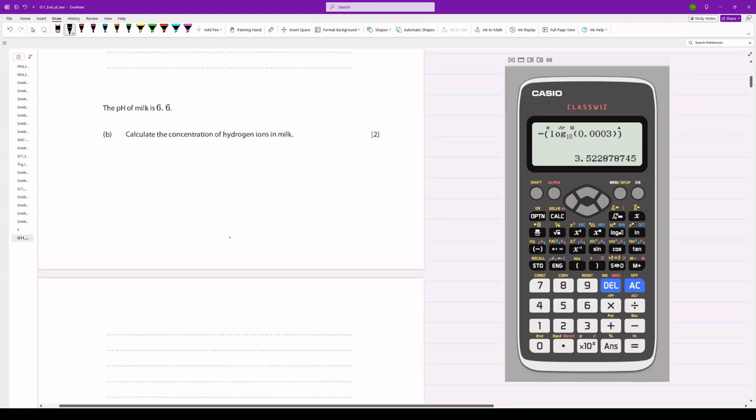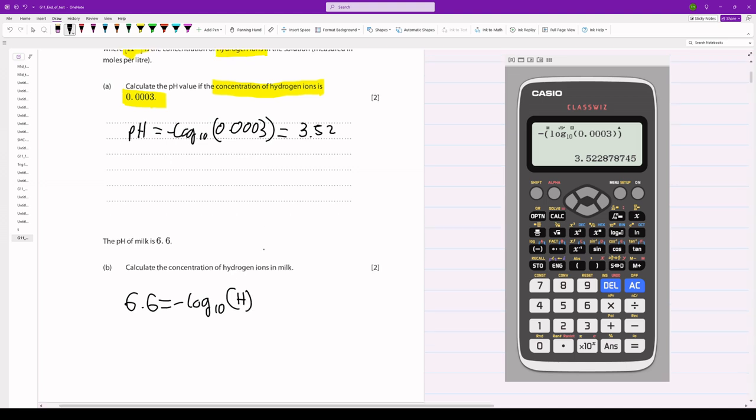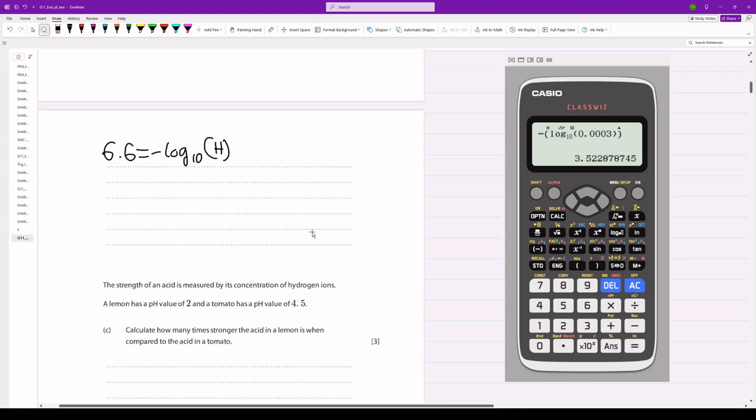Okay, next one. The pH is 6.6. Calculate the concentration of hydrogen ions in the milk. Well, that means that 6.6 is equal to negative log base 10 of, should I call it X? Oh no, let's call it H. Now, there's several different things you can do here, and because this is a recording, I get to do all of them, and you can pick the one that you like. This is kind of the joy of this.